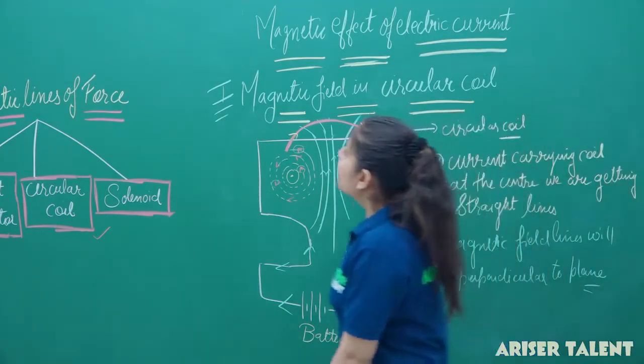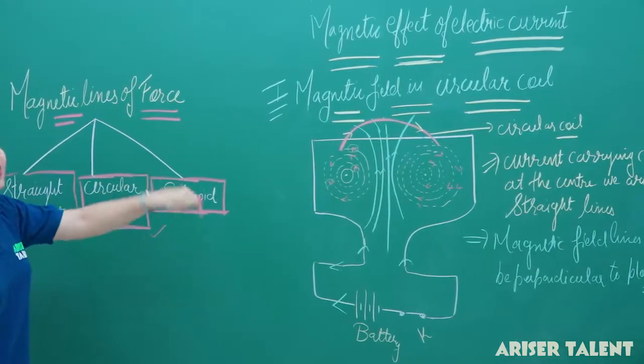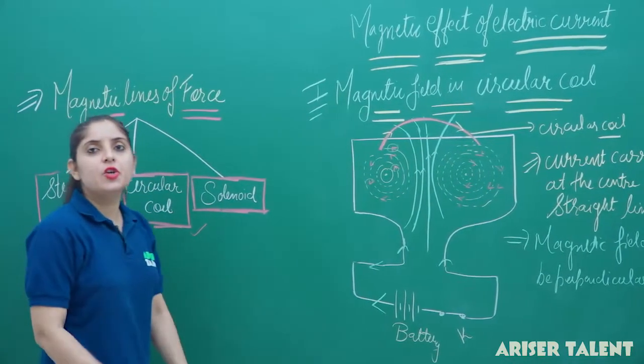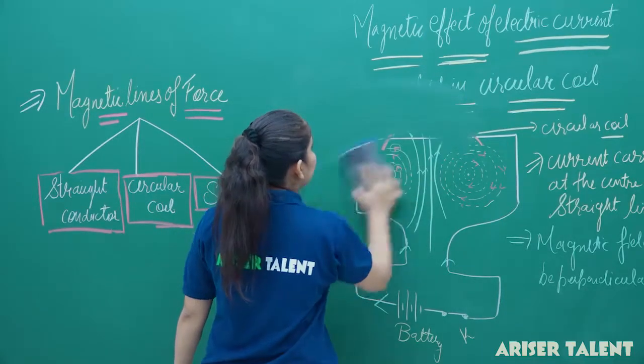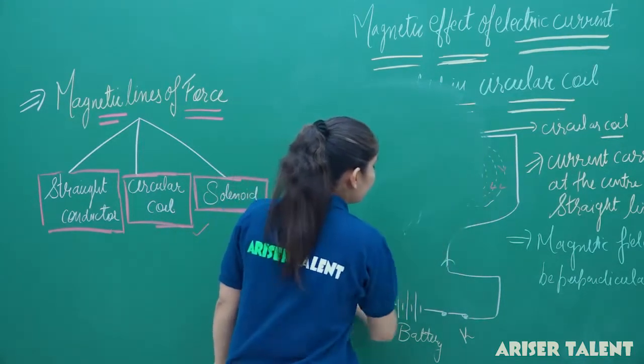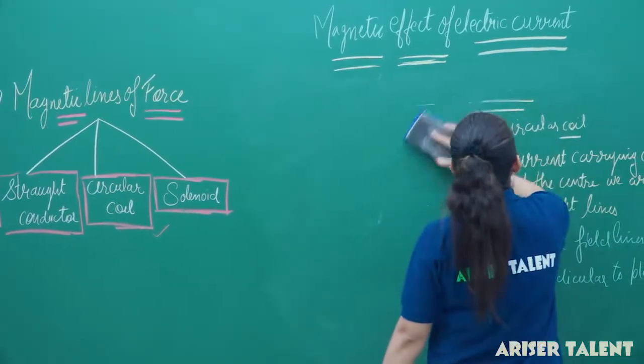Now, before discussing the solenoid, we are left with the third part. Let us check how you will determine the direction of magnetic lines of force. For determining the direction of magnetic lines of force, we will use a very important rule known as the right hand thumb rule.